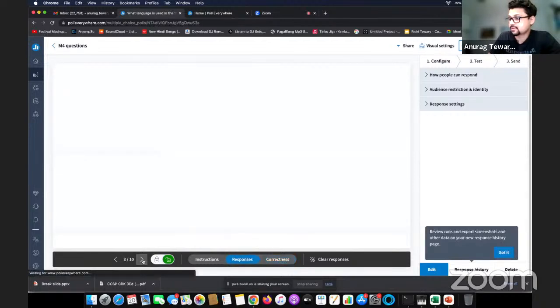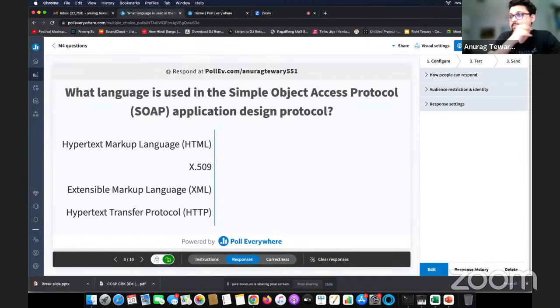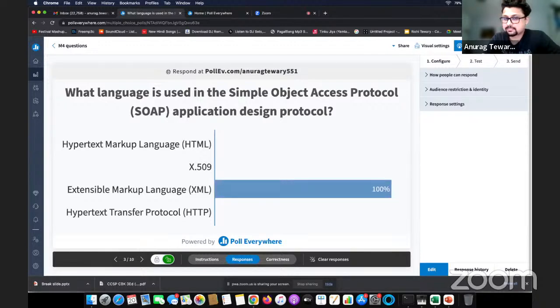All right. What language is used in SOAP, the Simple Object Access Protocol? Okay, so I think we do have a good developer here who's answering all the right questions. And the correct answer is XML. SOAP necessarily uses XML, and therefore that's the right answer.